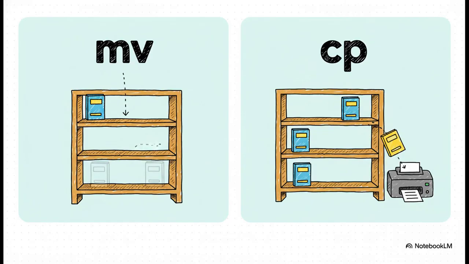Okay, let's talk about something that trips up almost everyone when they're starting out: the difference between mv and cp. The easiest way to think about it is this. mv is for move. It's like picking up a book from one shelf and putting it on another. The original spot is now empty. cp, on the other hand, is for copy. That's like taking the book to a photocopier. Now you have two books, right? The original is still there, and you've used up more paper. Or in our case, more disk space.